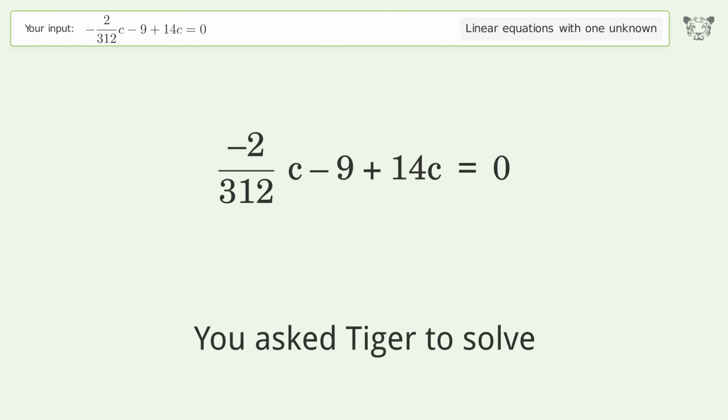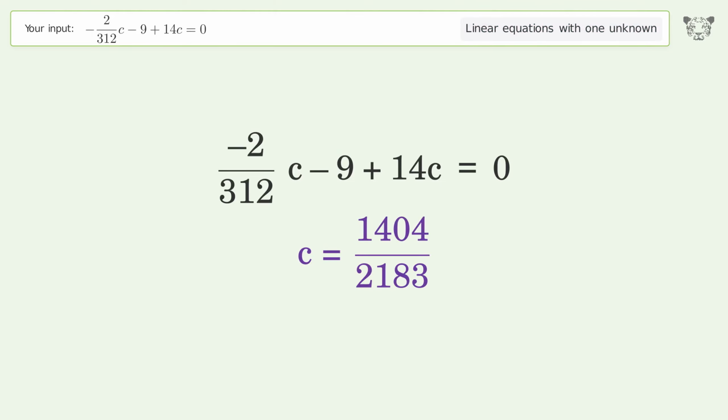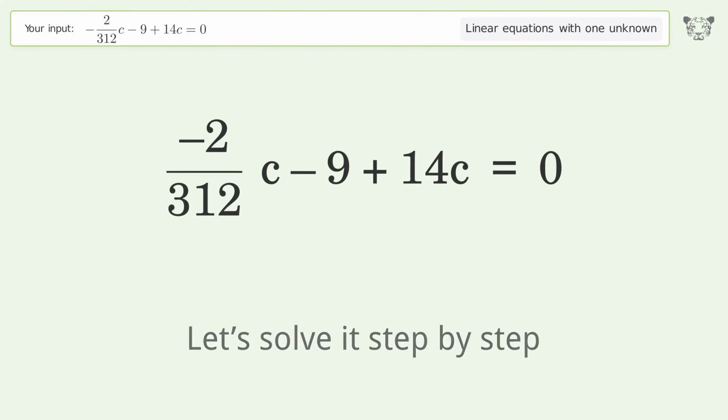You ask Tiger to solve. This deals with linear equations with one unknown. The final result is c equals 1404 over 2183. Let's solve it step by step.